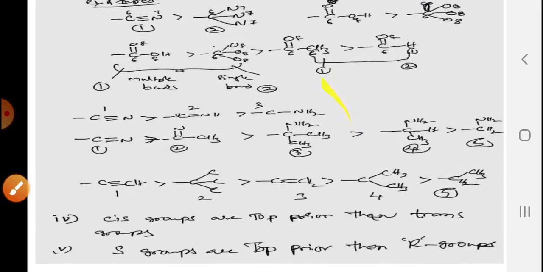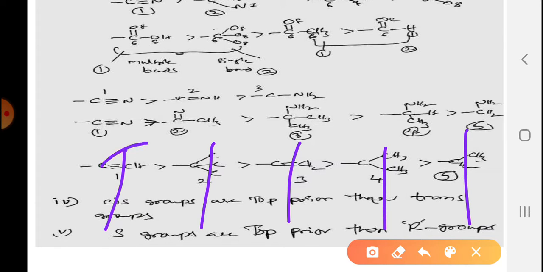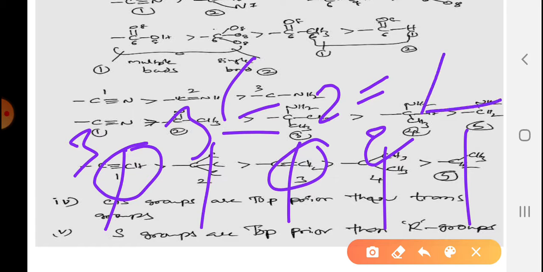And one more example: acetylene group, tertiary butyl group, alkyl group, isopropyl group, ethyl group. Because it is multiple bonds, 3 bonds, 3 single bonds, 2 multiple bonds, here 2 single bonds, followed by 1 single bond. It is the order. Very, very important.